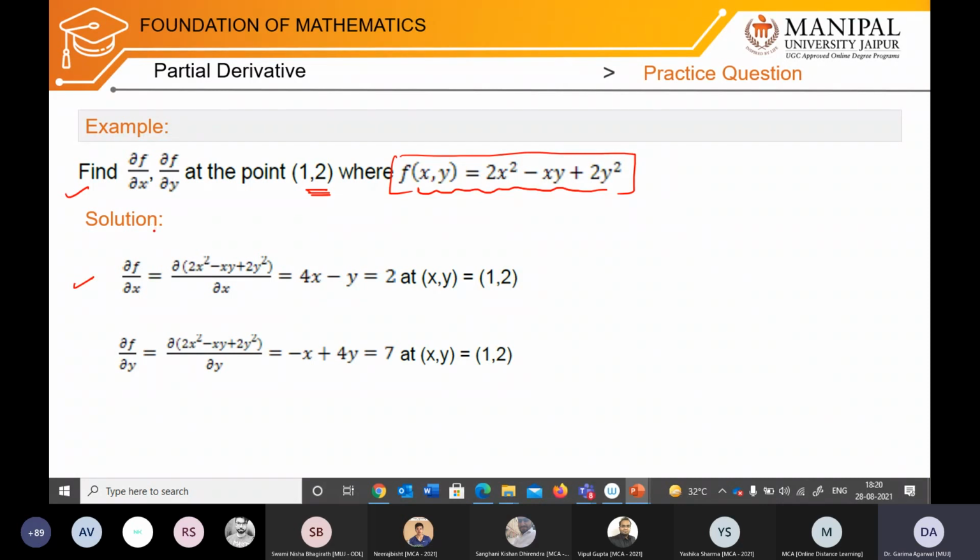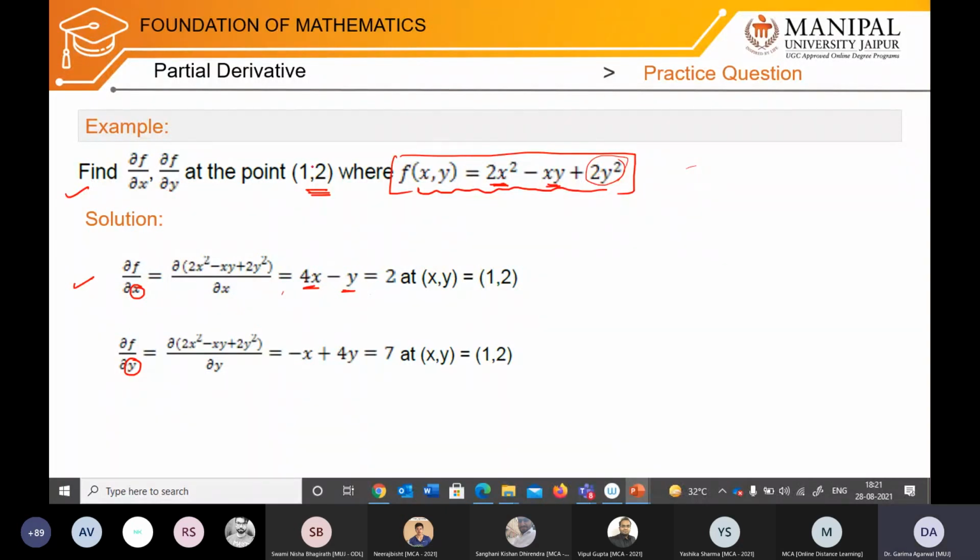The only change is that if we are doing differentiation with respect to x, y will be treated as constant. If we are doing differentiation with respect to y, x will be treated as constant, right? So if we are doing partial differentiation with respect to x, what will be the differentiation of 2x square? That is 4x. What will be the differentiation of xy? That is y. Differentiation of x is 1, y is constant. And differentiation of 2y square is 0, because y is constant, 2 is constant.